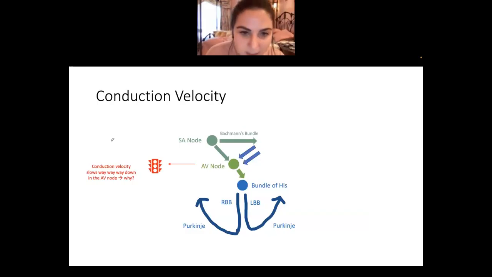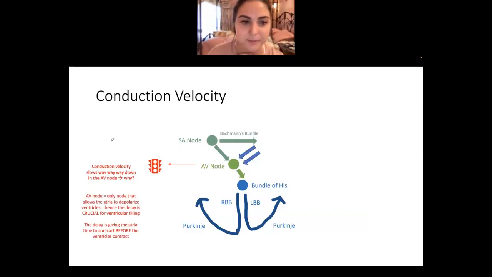And it's really important to slow it down because we need the ventricles to fill here. So the only node that allows the atria to depolarize the ventricles, that delay, is crucial for ventricular filling. You can think of the delay through the AV node as giving the atria time to fully contract to allow the ventricles to fill before the ventricles contract. Because if the ventricles are contracting before the atria are even done, you're not getting as much blood out.